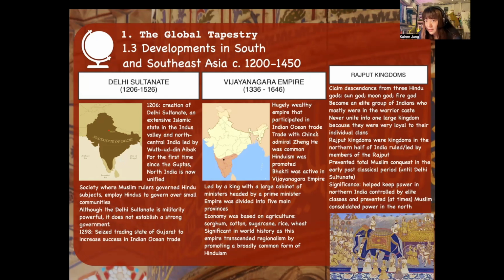The Rajput kingdoms claimed descendants from 3 Hindu gods, the sun god, the moon god, and the fire god. They became an elite group of Indians who mostly were in the warrior caste. They never really fully united into one large kingdom because they were very loyal to their individual clans, and these were kingdoms in the northern half of India that were ruled or led by members of the Rajput, and they prevented total Muslim conquest in the early post-classical period until the Delhi Sultanate. And the significance of the Rajput kingdoms is that they helped keep power in northern India controlled by the elite classes and prevented Muslim consolidated power in the north at times.